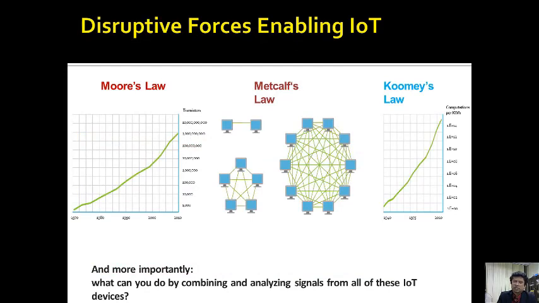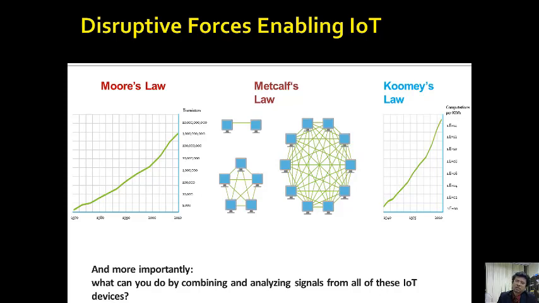One of the basic driving forces for Internet of Things, we have to look at the computing power. What is the main driving force that enables Internet of Things? There are three fundamental laws which drive Internet of Things. That is Moore's law, Metcalfe's law, and Koomey's law.